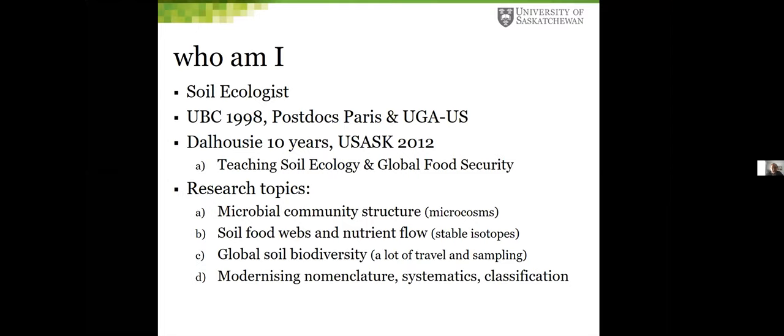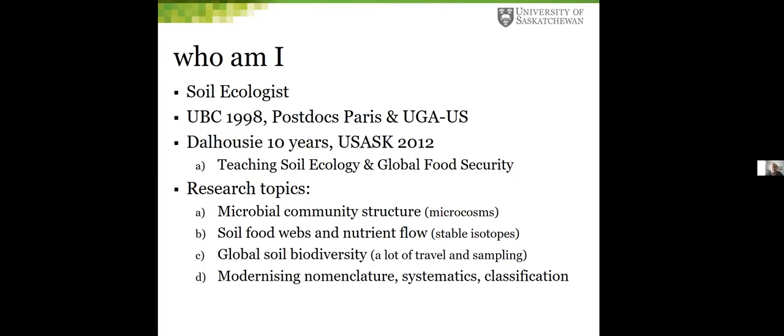Research topics, these are the four that I've worked on all along. Microbial community structure, so understanding details of species-species interactions, and these require a lot of lab microcosms, but also some field work. Soil food webs and nutrient flow, we've done this using stable isotopes and fairly elaborate microcosms. And I've helped a lot of colleagues around the world set these things up. They're not that easy to do.